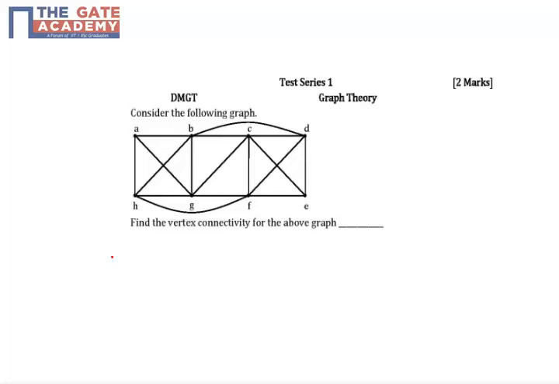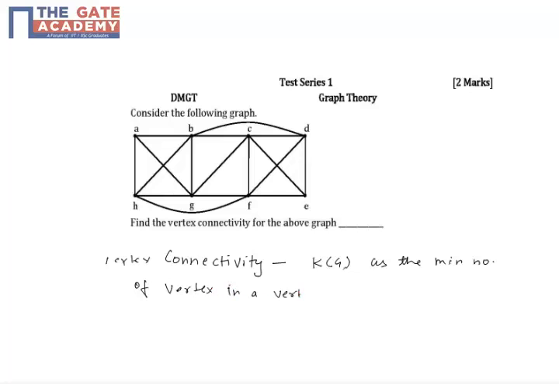So our question is, we are given a graph and we have to find the vertex connectivity for this graph. So first of all, what is the vertex connectivity? The vertex connectivity of a graph G is denoted by K(G) as the minimum number of vertices in a vertex cut.